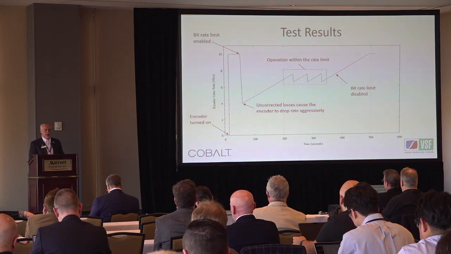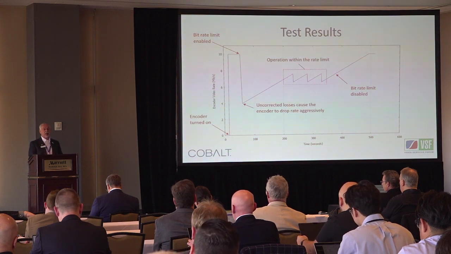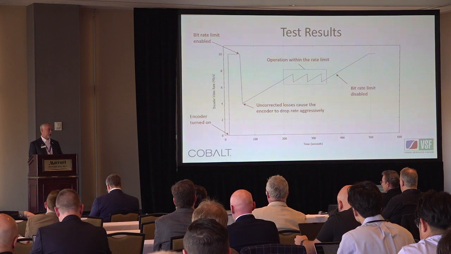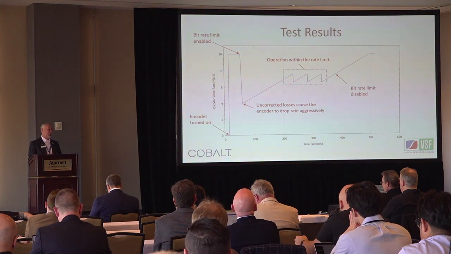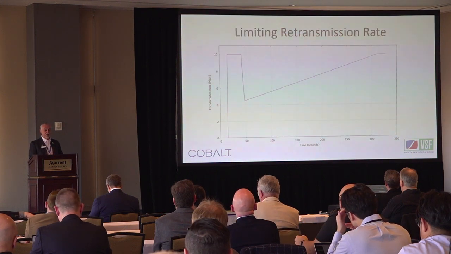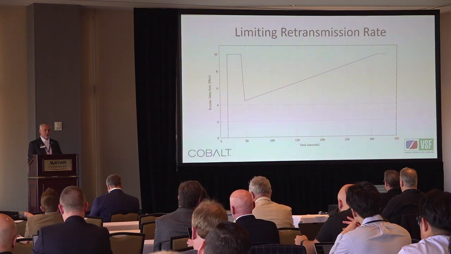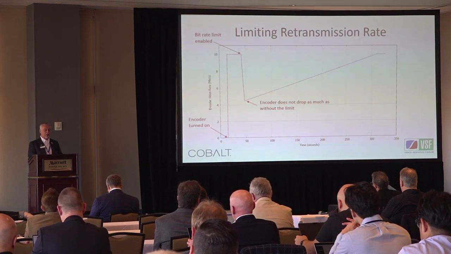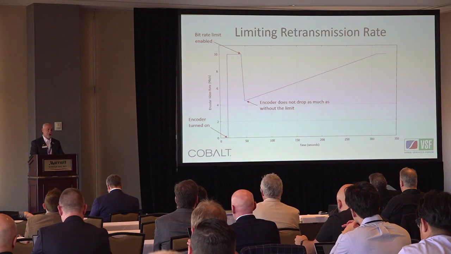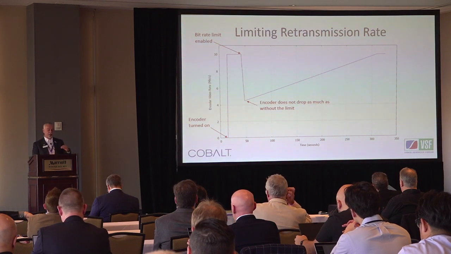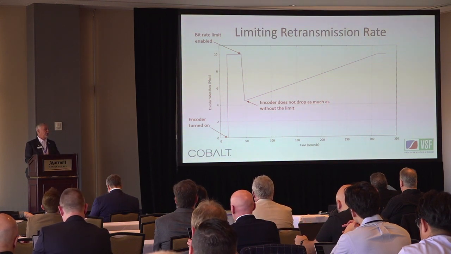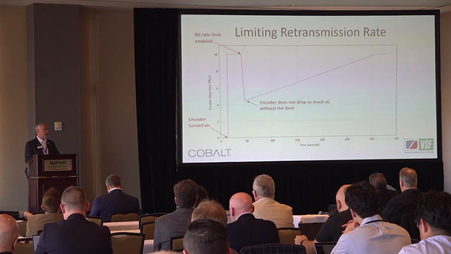And you see there was a big jump to 4, right? So RIST has a feature of limiting the retransmission rate. So let's see how it works with that. So I turn on the encoder. Now I limited the retransmission rate, and it didn't drop as much. So you can tweak that on your sender too.